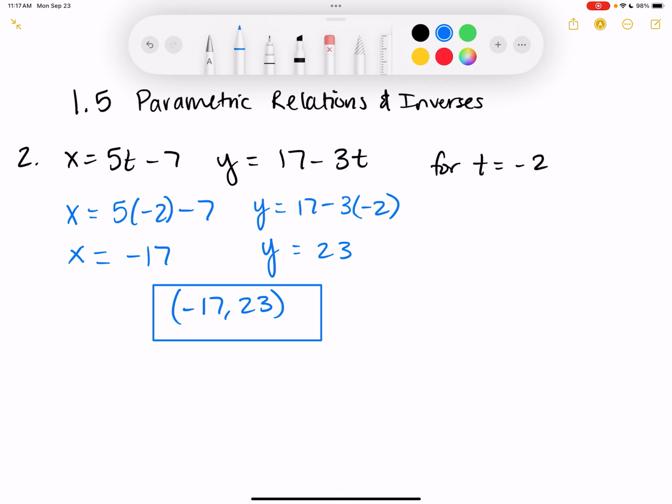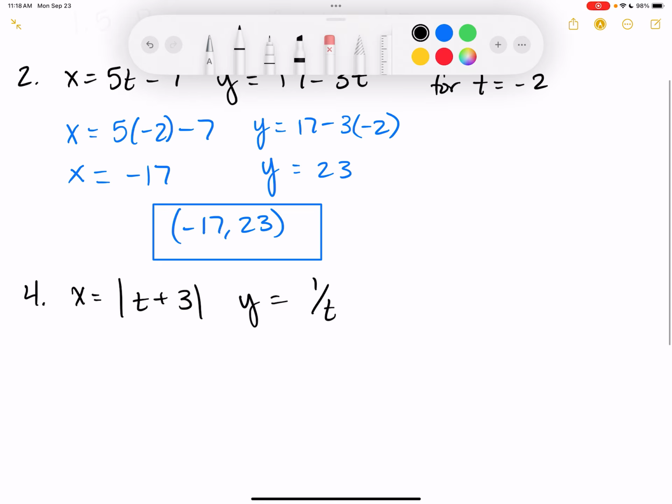Let's see, number 4. x equals the absolute value of t plus 3, y equals 1 over t. Oh, and t equals -8. So we just plug it in. x equals the absolute value of -8 plus 3, y equals 1 over -8.